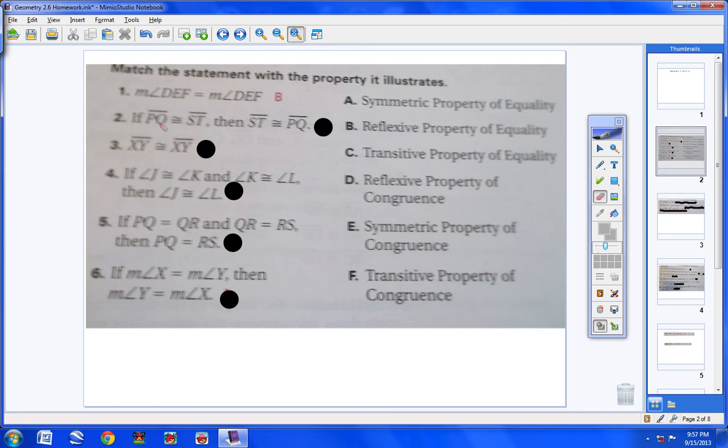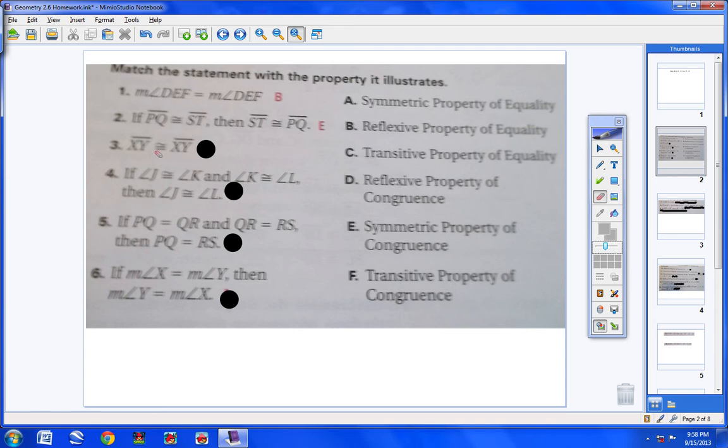Let's take a look at number 2. PQ is congruent to ST, and ST is congruent to PQ. That would be an example of the symmetric property. In your notes, I gave you the example AB is congruent to CD, and CD is congruent to AB. So that would be symmetric. That would be letter E. Letter E. All right, number 3.